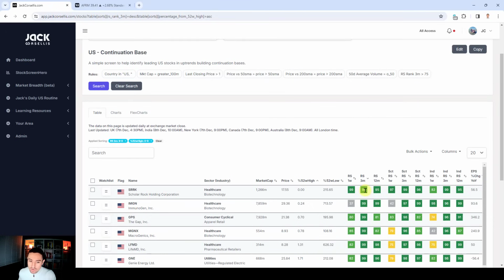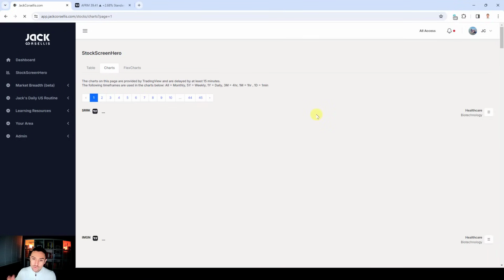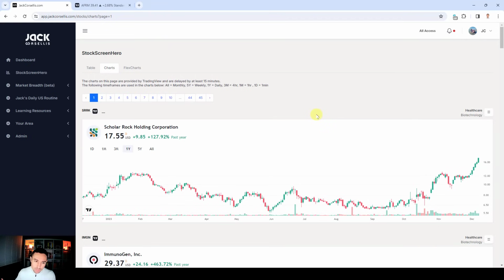So that is the strongest stocks on a 3-month relative strength basis at the top of the list. Then we're going to hit charts. If you hit flex charts, you'll get the earnings and the sales data as well. So here we go. You're going to see 1 per row, but if you want to change the settings, you can have 2 per row, so it's super duper quick to be scanning, okay?